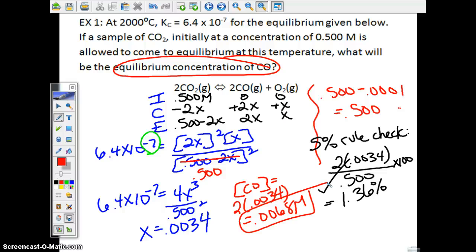Wait, so the 2 times 1/3/4 stuff? Is 2x. That's what we were assuming is less than 5% of 0.5.